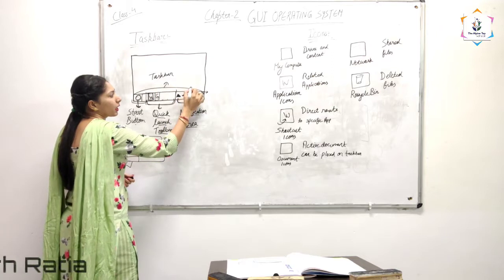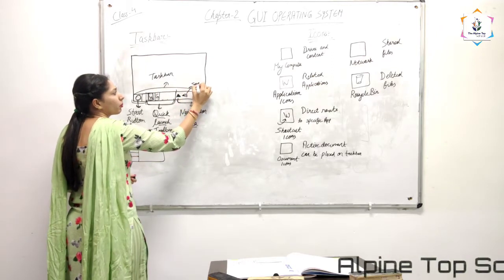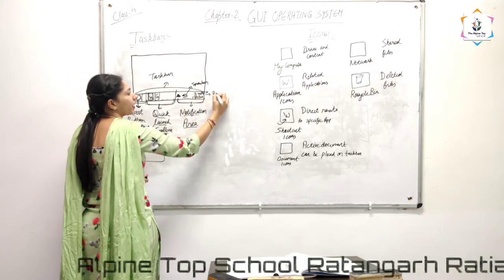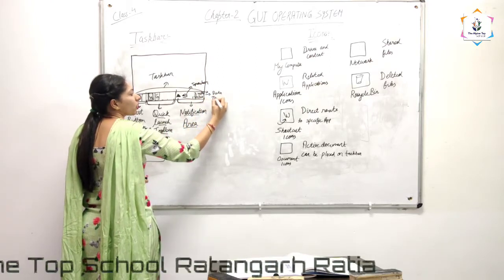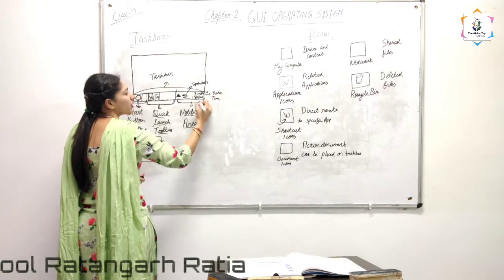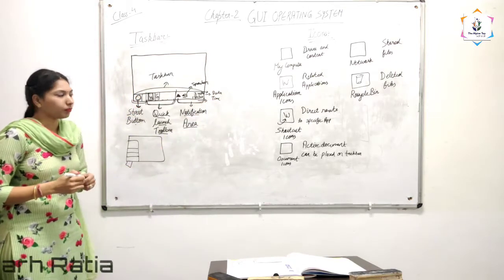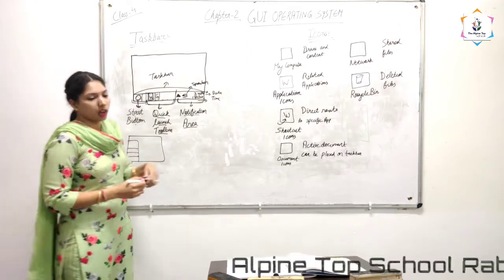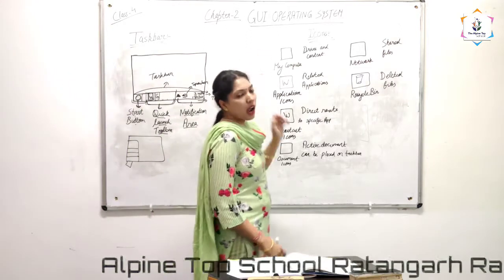Next, speaker is also placed on this notification area. Next is date and time. These two things are also placed on this notification area. Now this was our taskbar. Now next we have to study our icons.